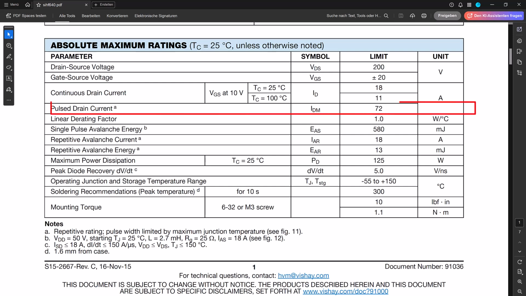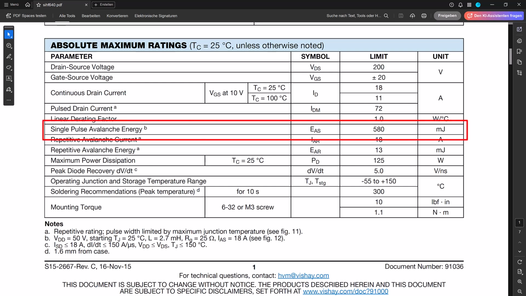IDM equals 72 amperes. Maximum pulsed drain current, low duty cycle, useful for transients. EAS equals 580 millijoules. Avalanche energy for a single pulse, meaning if the transistor is forced to absorb the energy of an inductive kickback and that energy is below 580 millijoules, it survives. Above? Probably not.